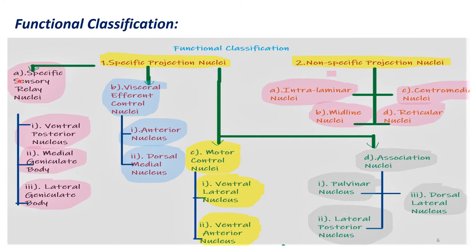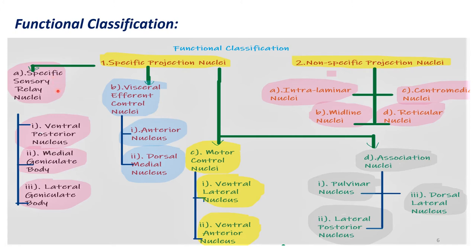What are they? Number one is specific sensory relay nuclei. Then we have the visceral efferent control nuclei. Third is motor control nuclei. And then we have another group, which is association nuclei. I again repeat myself, the specific projection nuclei are divided into specific sensory relay nuclei.